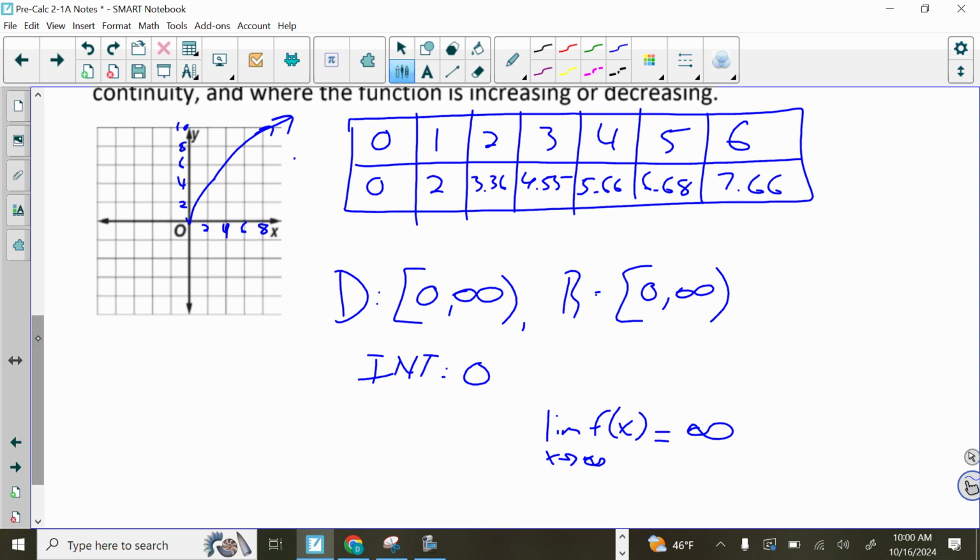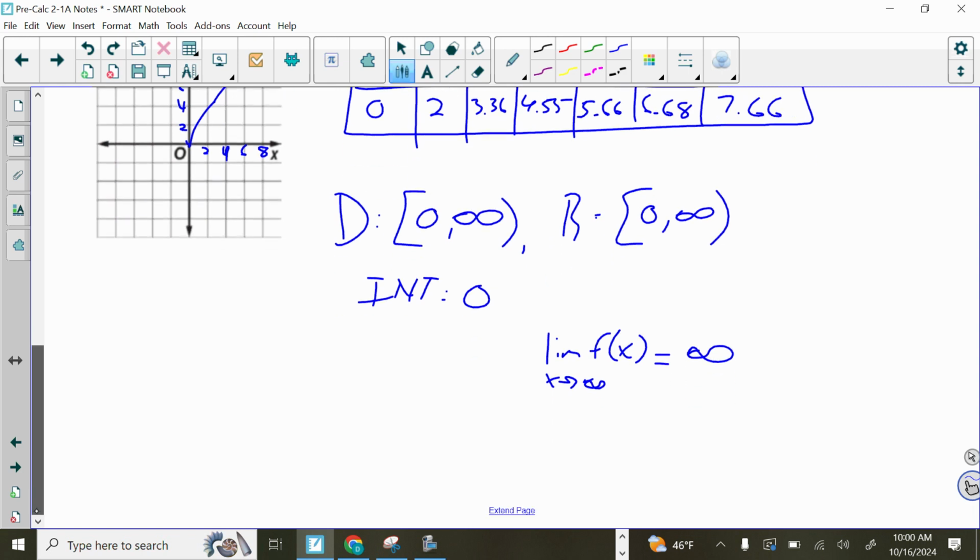And then finally, we are continuous on this interval, again, the bracket for the 0 is included there, 0 to infinity, and then we're increasing the whole way on that same interval from 0 to infinity.